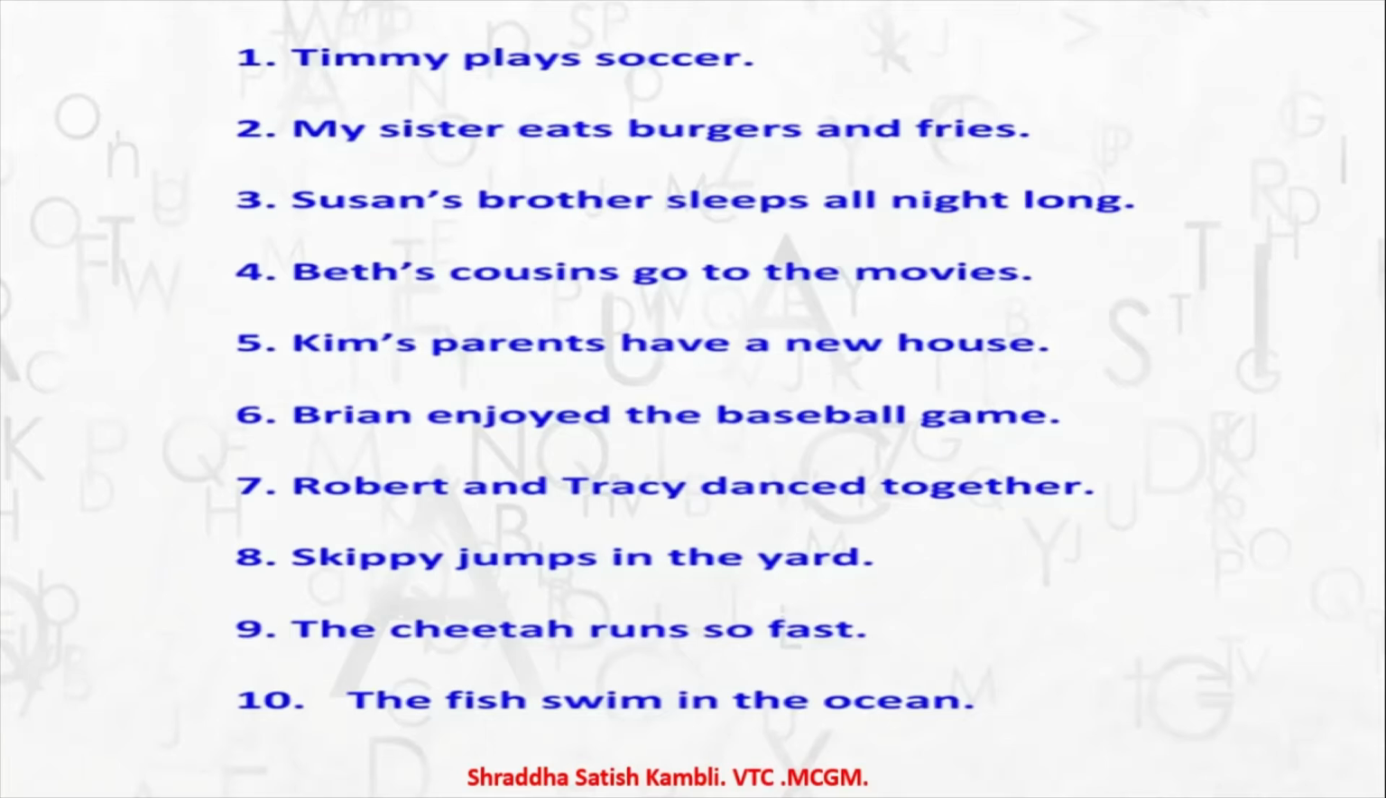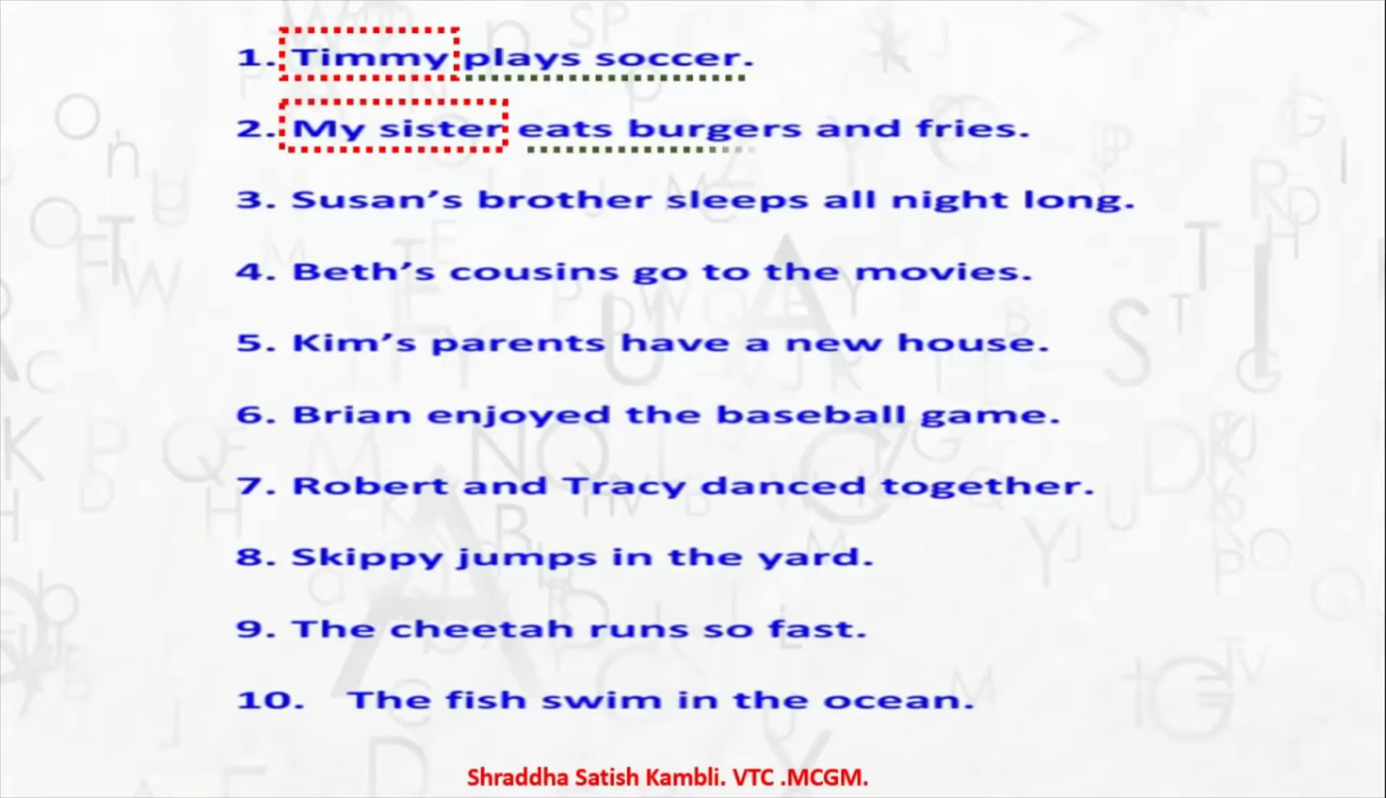Now let's take a look at some more examples. Some of them I will do for you, and the remaining I will leave for you to do. First sentence. Timmy plays soccer. Now, soccer means football. So Timmy is the subject. Plays soccer is the predicate. My sister eats burgers and fries. My sister is the subject. Eats burgers and fries is the predicate. So Timmy answers the question who. My sister answers the question who. So these are the subjects in these sentences.